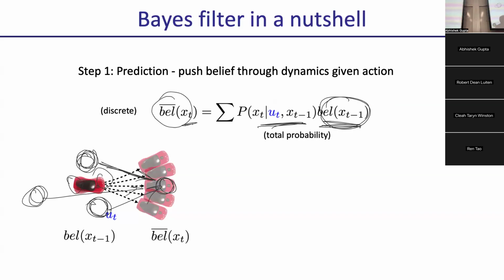So maybe my car was here. This is the probability that it's going to be here. Maybe my car was here. This is the probability that it's going to be here. And so to get the probability at any state, you take all of the previous states, their probabilities, and then multiply it by the motion model likelihood.